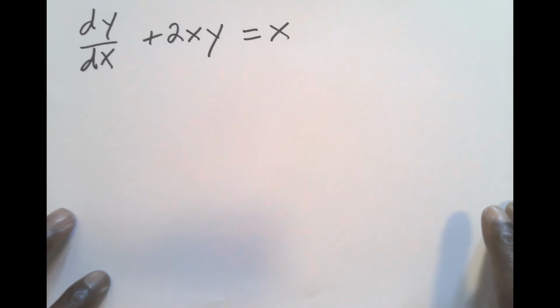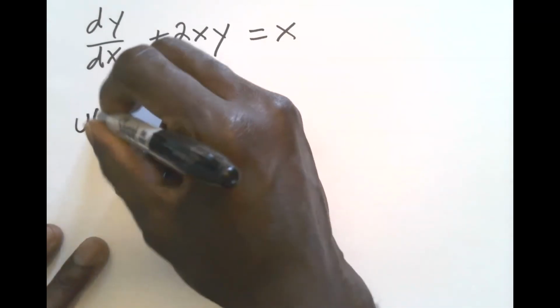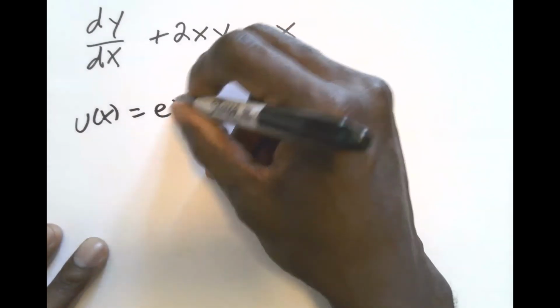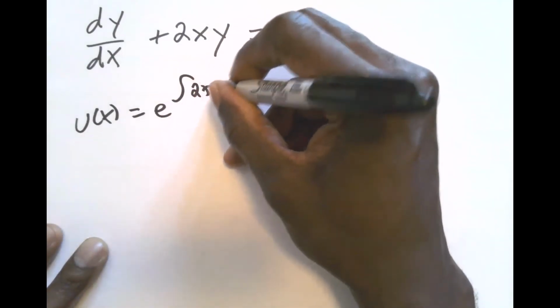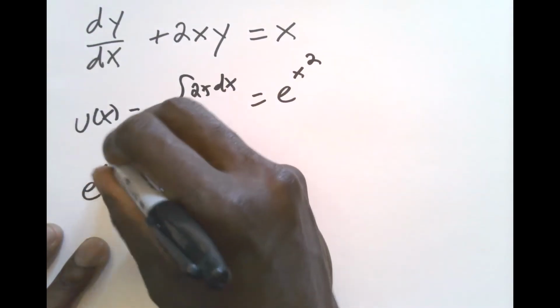Here is our next first order linear differential equation. It's in Leibniz notation. It's in the form we like. We don't have to move anything. There's no initial condition, so we can get right to this guy. So our integrating factor will be e to the power of the integral of 2x dx, which is e to the power of x squared.